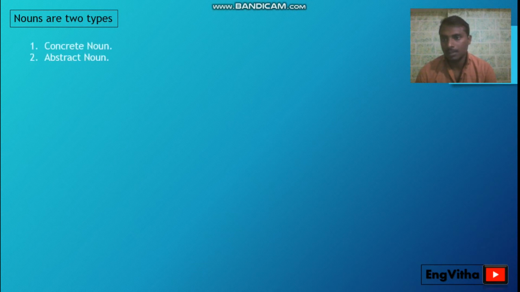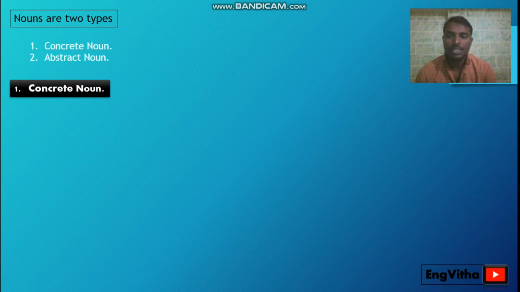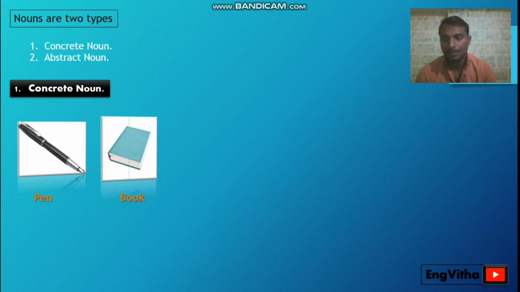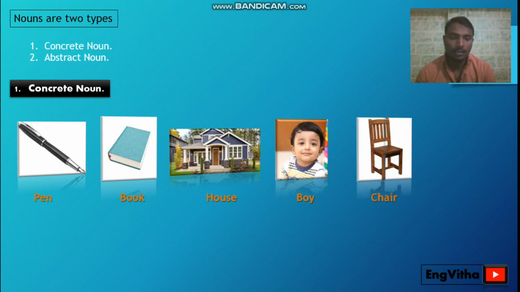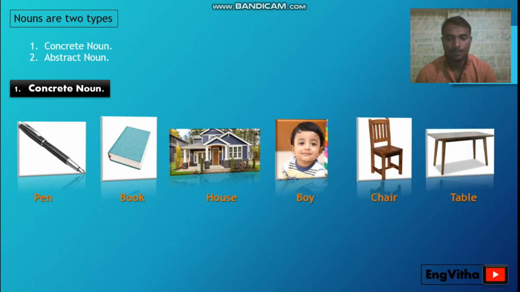Nouns are of two types. They are concrete noun and abstract noun. So let us see what is a concrete noun. Before knowing the definition of concrete noun, we would see some pictures. Pen, book, house, boy, chair, table. If you observe these objects, we can touch them and we can see them. So whatever object can be seen and touched comes under the category concrete noun.